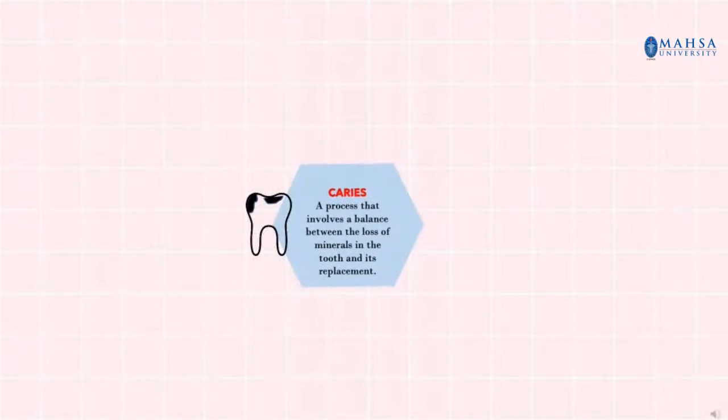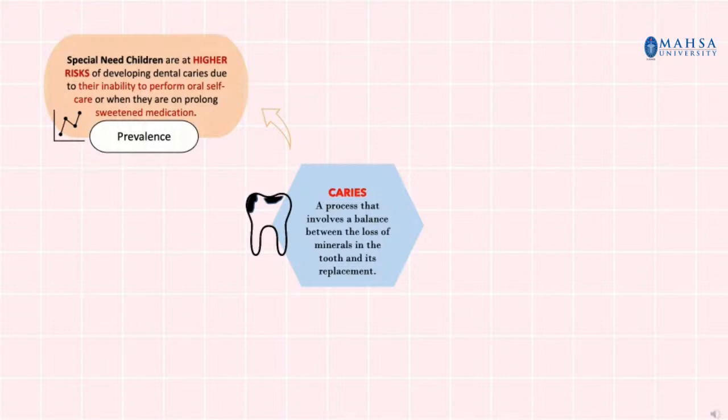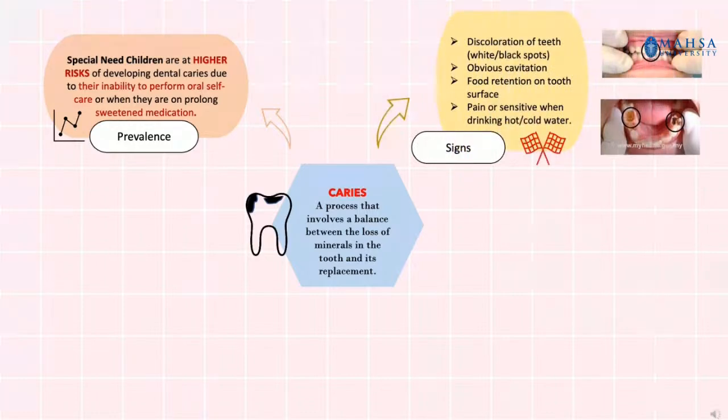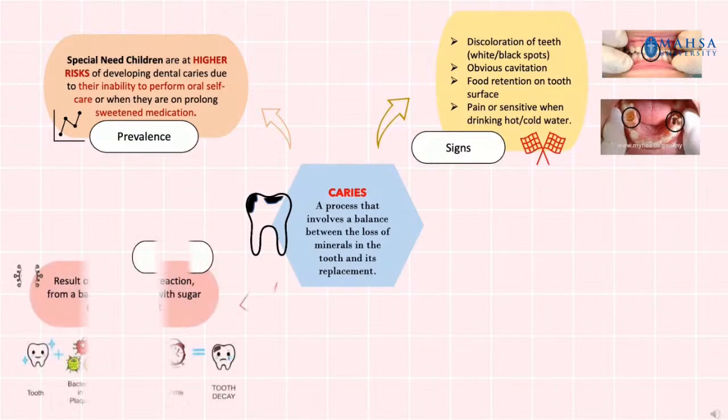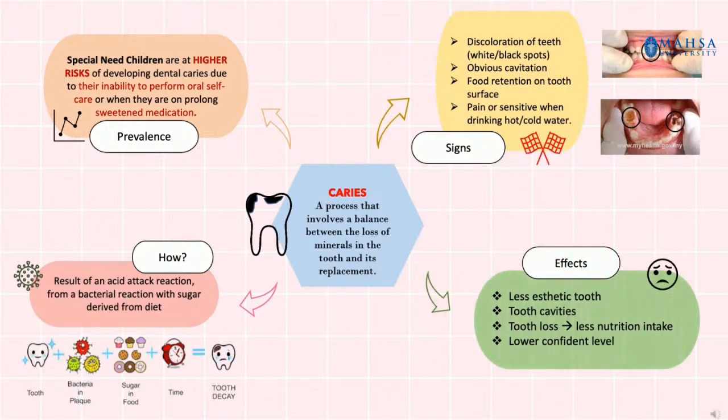Caries is a process that involves a balance between the loss of minerals in the tooth and its replacement. For your information, it is very common in special needs children because they are unable to perform oral self-care and also because of the medication taken for their condition. The obvious signs of caries are black spots on teeth and cavitations as seen in the pictures. It occurs as a result of bacterial reaction with sugar derived from diet, which leads to an acid attack. This causes a less aesthetic appearance of the tooth and tooth loss.